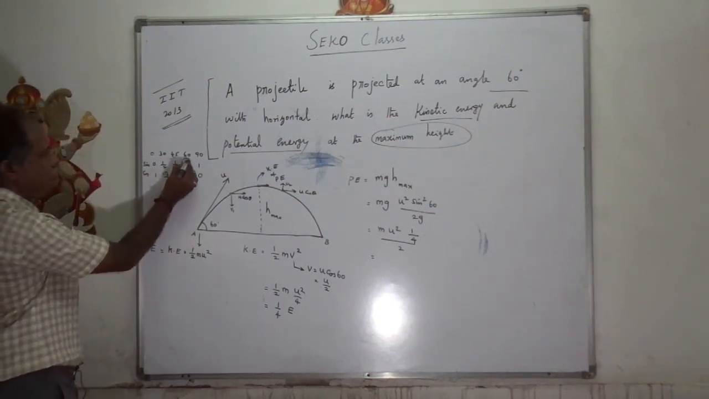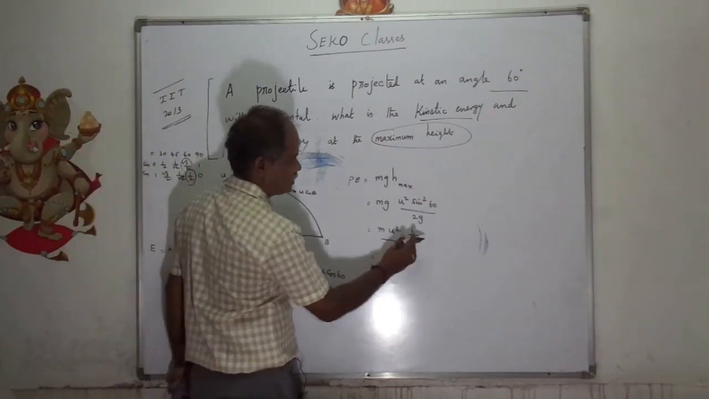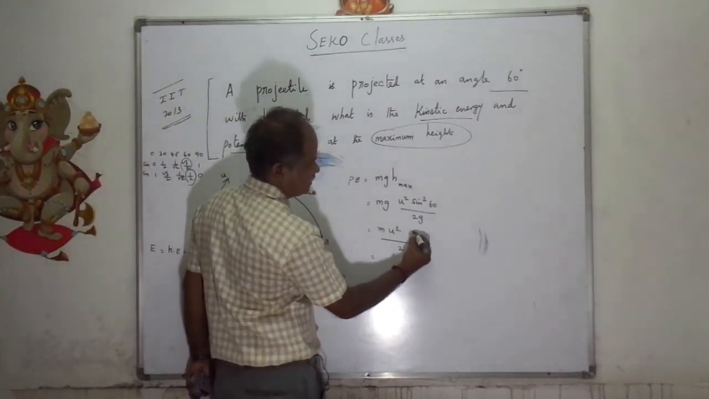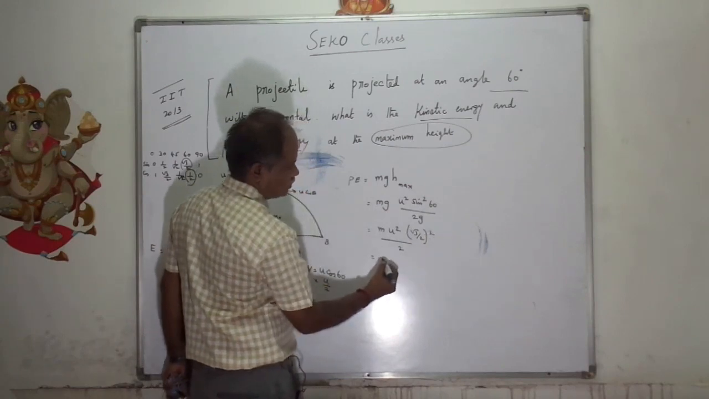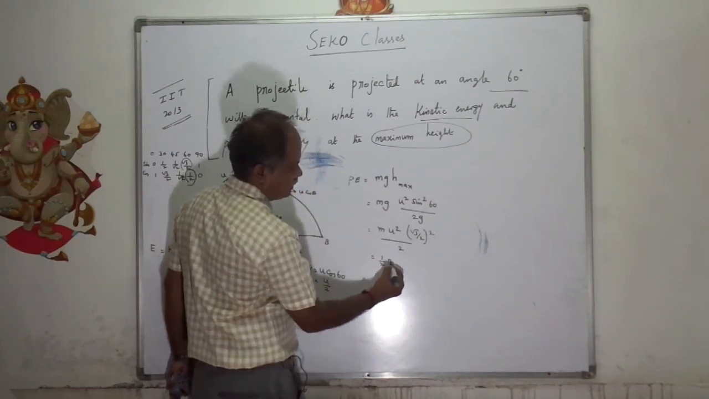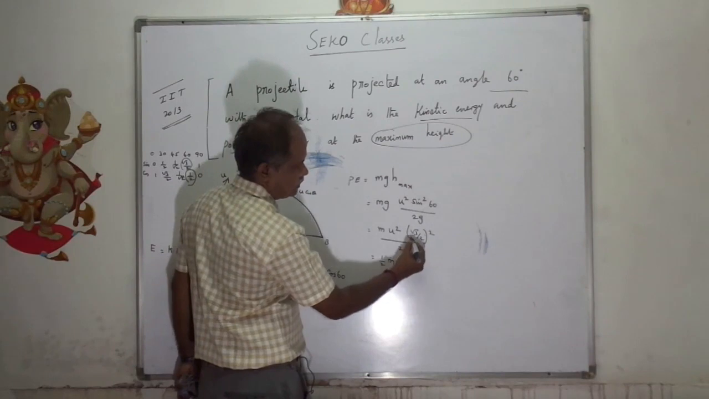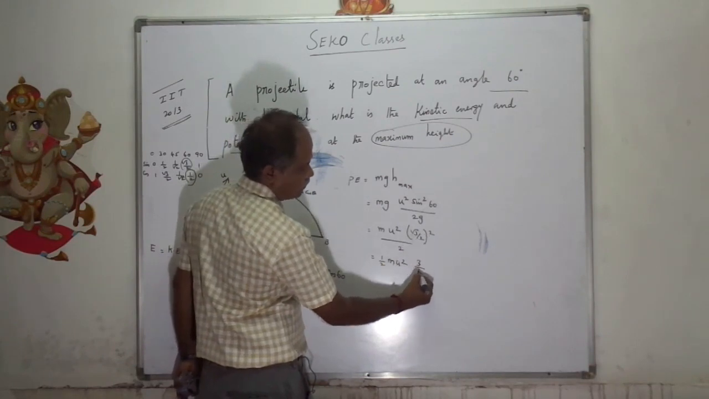Sine 60 is root 3 by 2. Sine 60 is root 3 by 2, whole square. Then what will happen? That is of m u square, here 3 by 4.